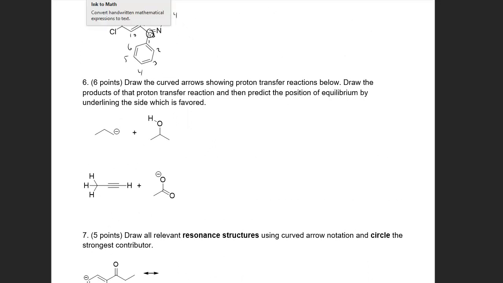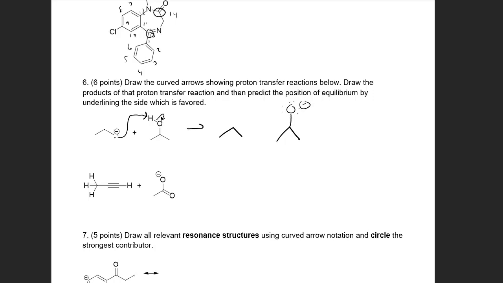All right, draw the curved arrow showing proton transfer reaction. So here we've got a negative charge that gives away that this is the base. It's got a lone pair of electrons on that carbon. That lone pair of electrons is going to take that acidic proton. And once we attack that proton, that bond that's holding that hydrogen to what will be the conjugate base is moved onto the oxygen. And that's going to give us our products, which is now propane, and now we have a deprotonated alcohol.